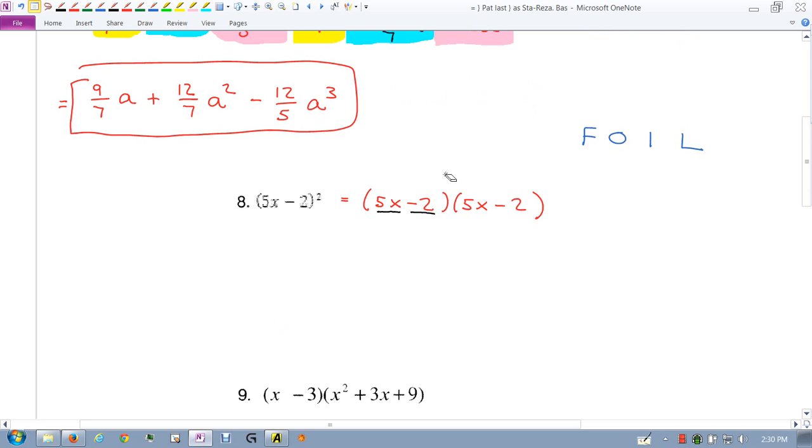Oh, and notice one more thing. If I do this, like I said, I do that first and that first. Isn't that FOIL? Isn't that F? And then isn't this O? And then I was supposed to go to the second one and go here, and isn't that I? And then isn't this L? So it actually is FOIL. Yes.